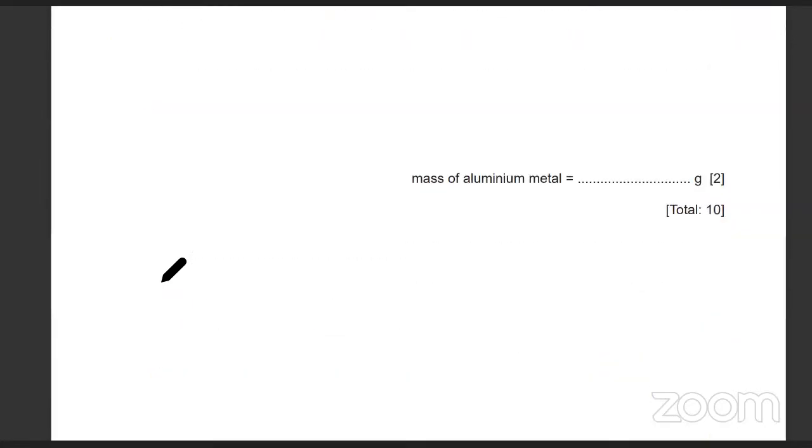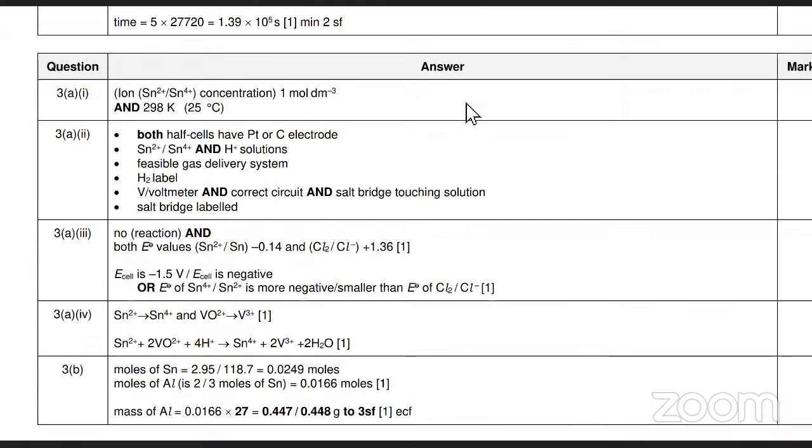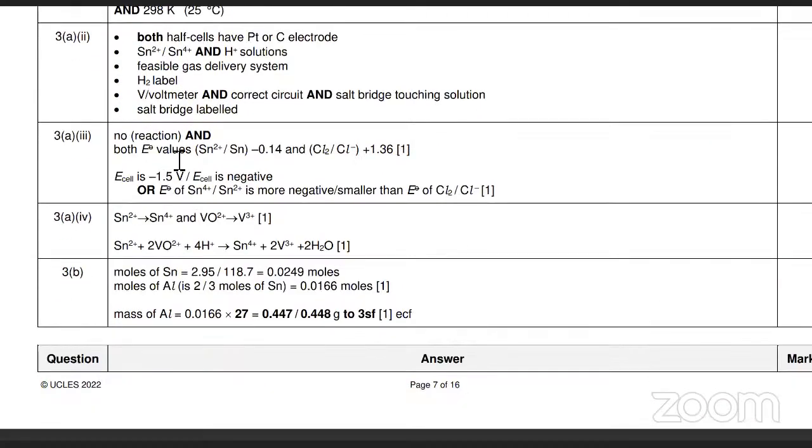Let's complete this question quickly. So that's what you're going to write: no reaction. And that's why he's talking about the E0 values. You're going to state that the E0 cell comes out to be minus 1.50 volts. It's negative, so not feasible, not spontaneous. Let me just check how they've described this one. No reaction, the E cell is minus 1.5 volts. Yeah, that's exactly how they wrote this.